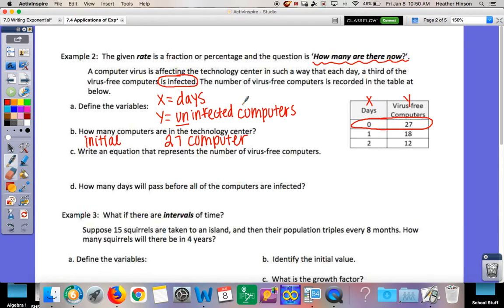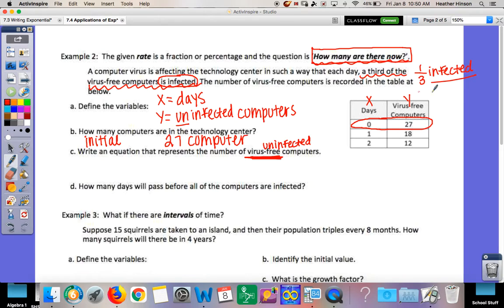Write the equation that represents the virus-free computers. This is where this question up here comes into play. How many are there now? The word problem said a third of the computers are infected every day. So we have a third of the computers infected. Our question says how many of them are virus-free, meaning how many are uninfected.